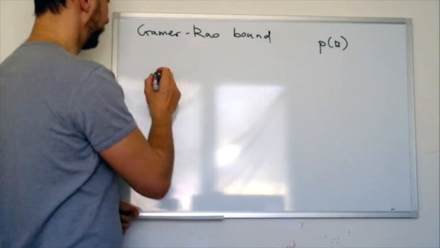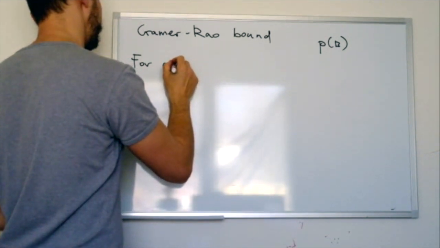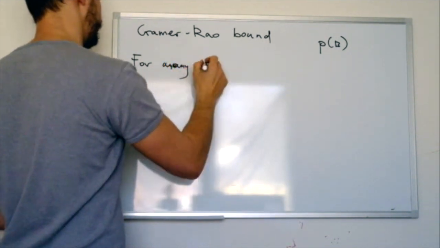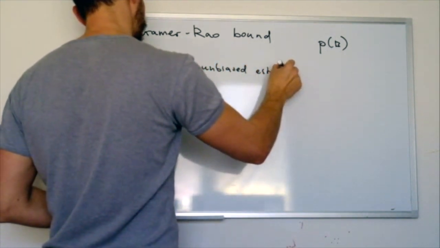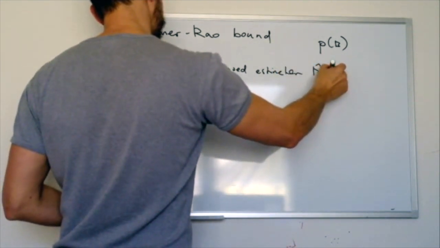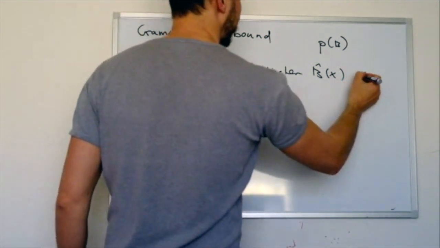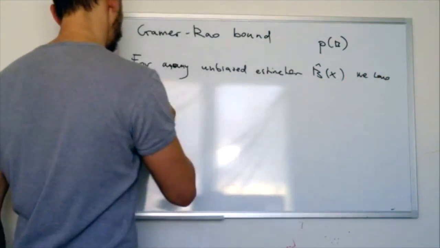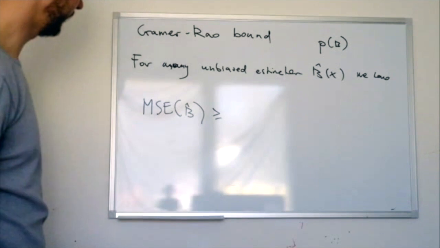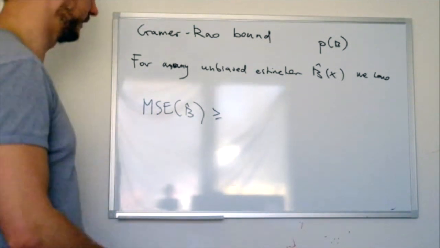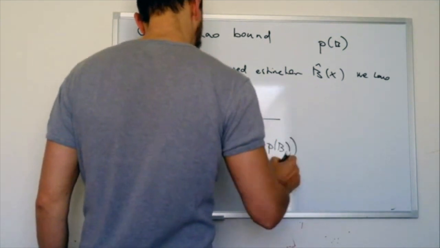And I get an unbiased estimator. So for any unbiased estimator V of X, where X is a measurement outcome, the mean squared error of this estimator is lower bounded. The error will always be bigger than 1 divided by the Fisher information of the probability.